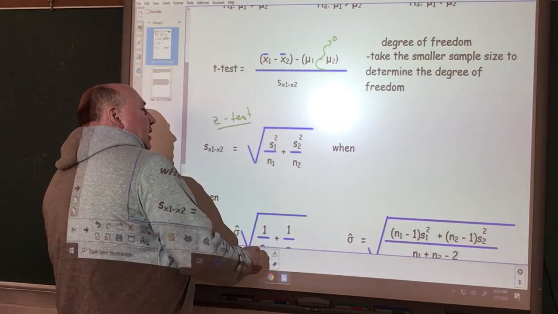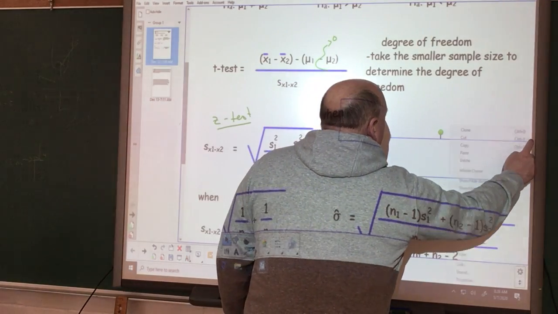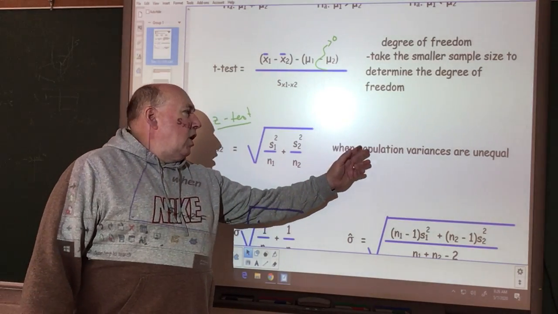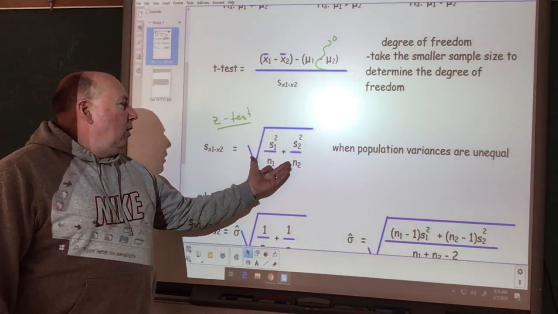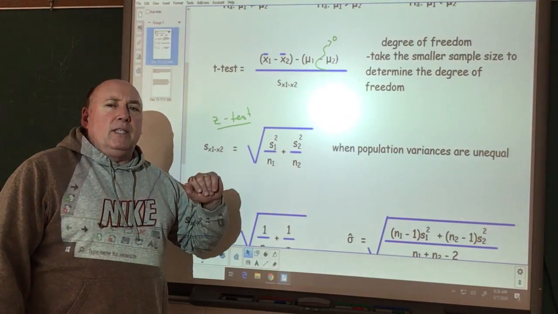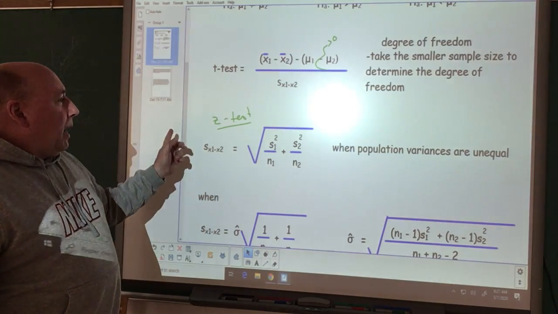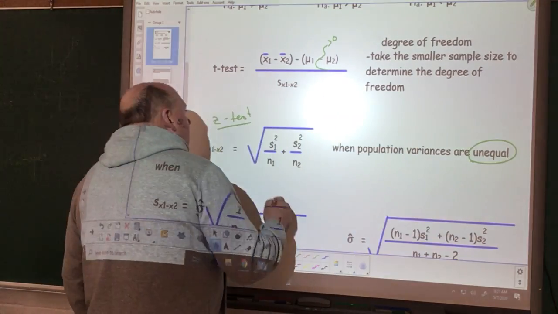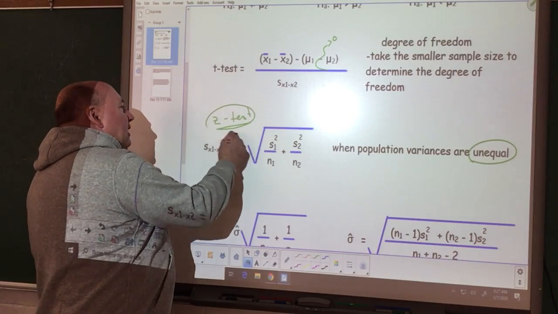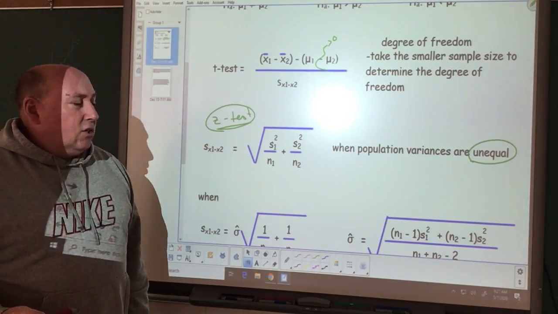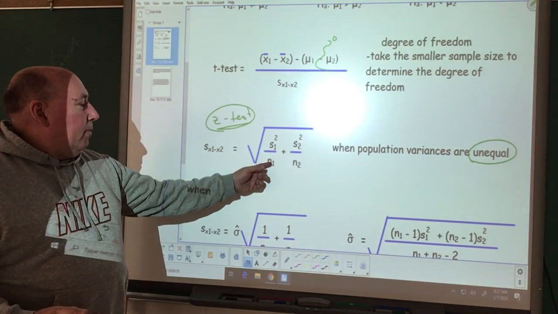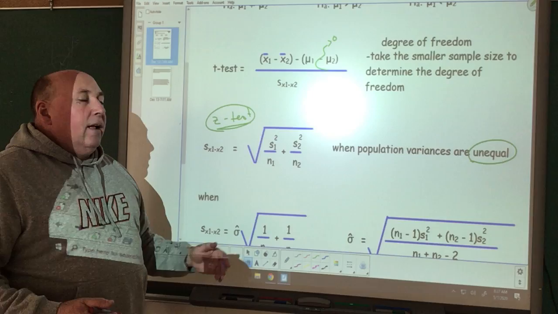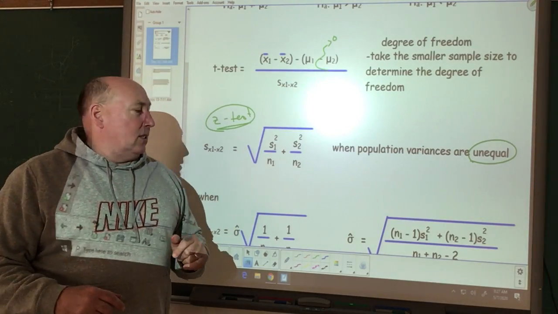We use this when we have two different scenarios. When the population variances are unequal, we utilize this right here, and it will be stated within the problem. When the population variances are unequal, we basically use the z-test idea that we did yesterday: variance divided by sample size, plus variance divided by sample size, and take the square root of that. That's what we did yesterday with the z-test.